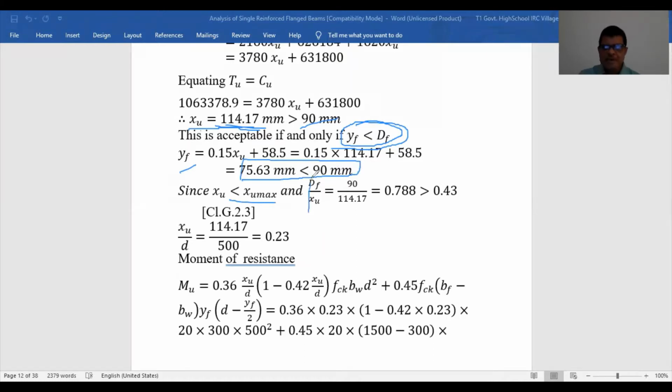Now calculate your Df by xu value. Df by xu value is 0.78. It means it is more than 0.43. If it is more than 0.43, which formula is to be used for the moment of resistance? That is formula G-2.2.1, given here in Clause G-2.3. So for Df by xu greater than 0.43, see the formula: 0.36 xu by d (1 minus 0.42 xu by d), and then (bf minus bw) yf into (d minus yf by 2). So put all the values and then find the moment of resistance of the section.